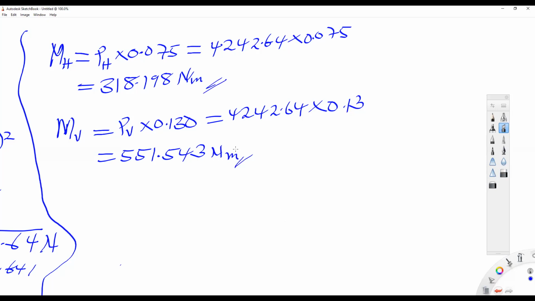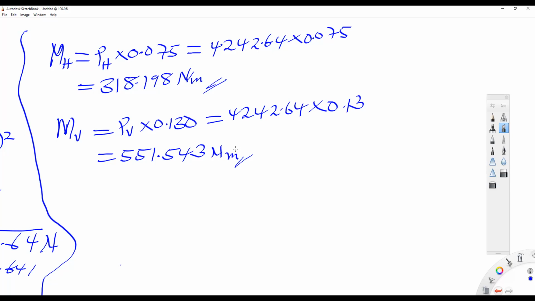Now, these forces we have determined will produce direct stresses in the member. So we are going to have a direct stress produced by these forces in the member. And then we also have some bending stresses produced by these in the member.